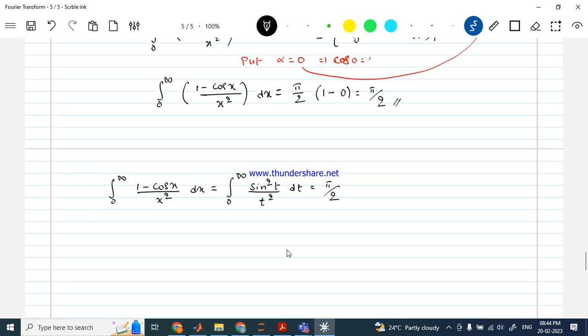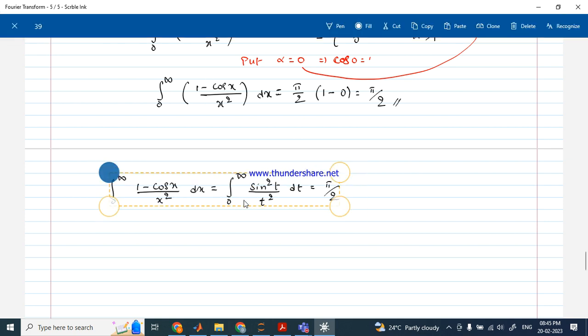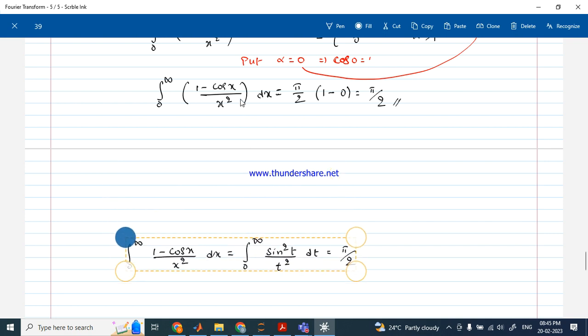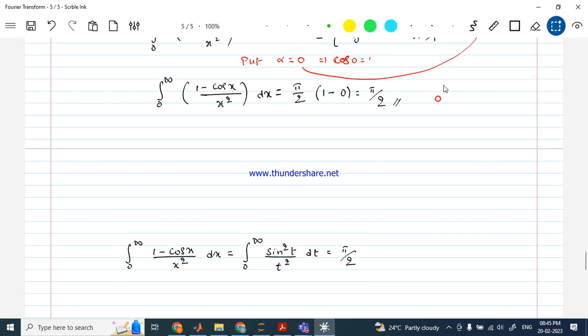Now, we got the answer of this one already, which is pi by 2. And we are further saying that these two are equal, which means I need to do a few modifications in this one, so that it reduces to the sin square t by t square form. Now let me see what can be done here.